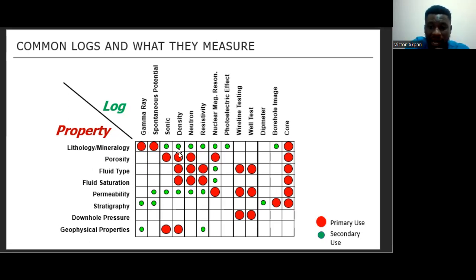The ones in red are showing the primary use of the logs. That is what we use these logs for primarily. So for lithology, we use gamma rays, spontaneous potential, and of course the core. For porosity, we use sonic, density, neutron, and core majorly. For permeability, we use majorly the nuclear magnetic resonance. We use well test, and we use core for permeability. And then for secondary use, we can infer from resistivity, neutron density, sonic, and even spontaneous potential.